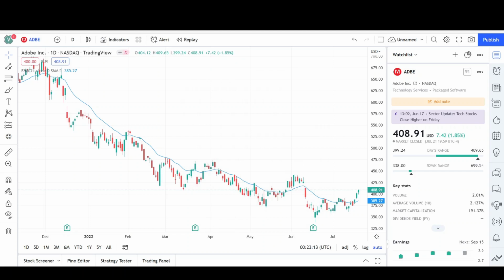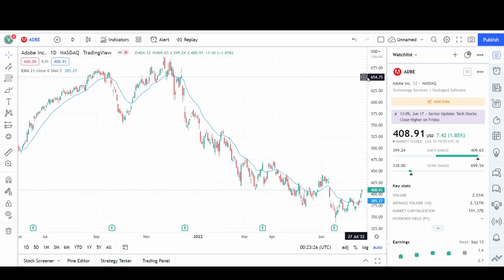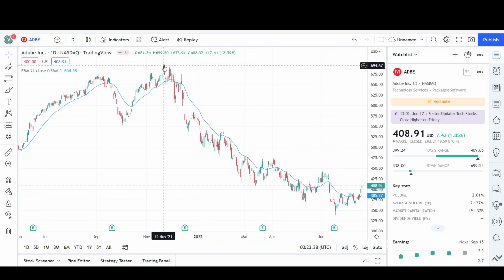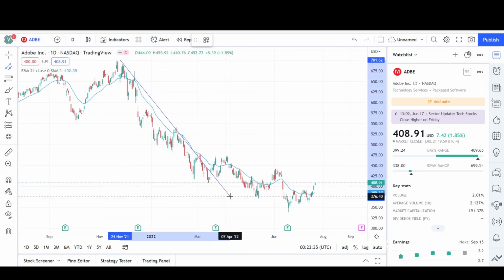I will first go over what I see on the daily chart and finish the video off with the weekly chart. Here we have the daily chart for Adobe, and if I zoom out, it looks like since the end of November of last year, we've been going down inside of a downtrend. However, in my eyes and what the technicals say, it looks like the downtrend is over.